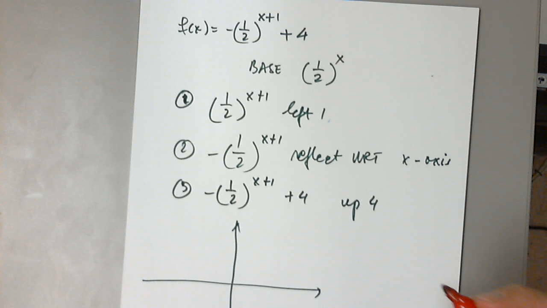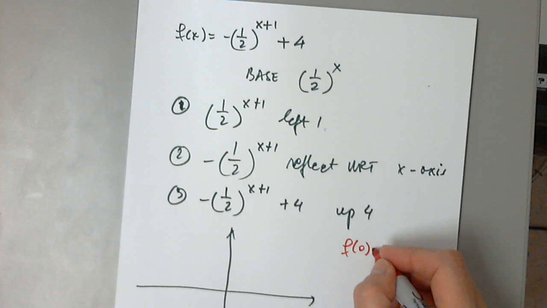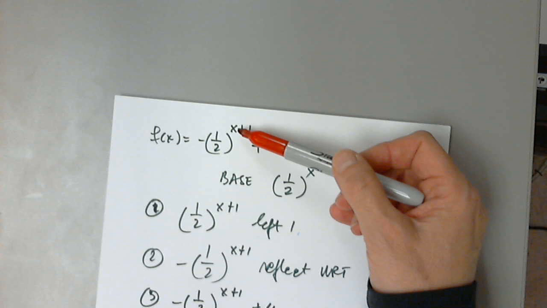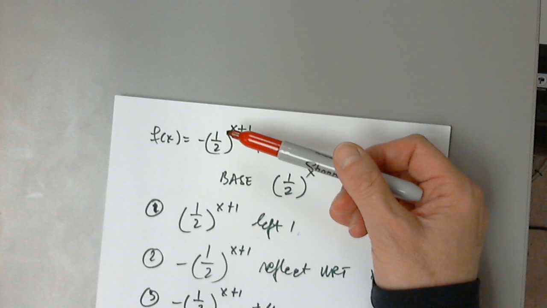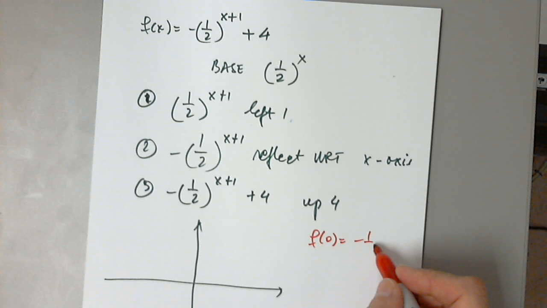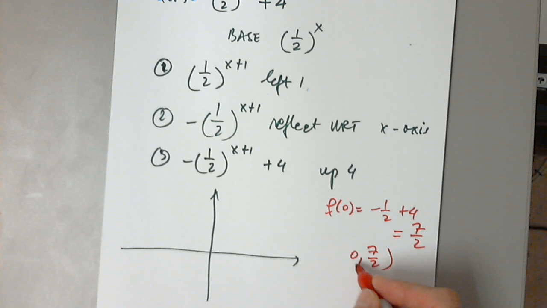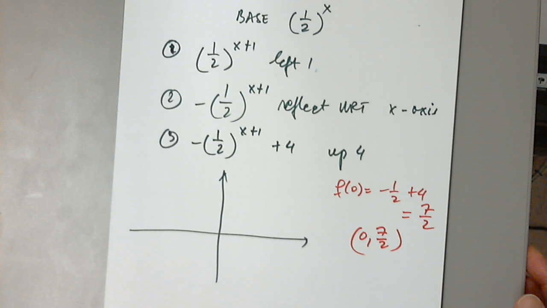So let's find f of 0. How much is 0 plus 1? How much is 1/2 raised to 1? And minus 1/2 and plus 4. This is 7/2. So we determine 0, 7/2 as the y-intercept.